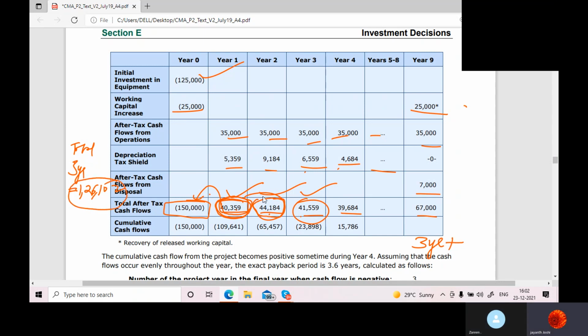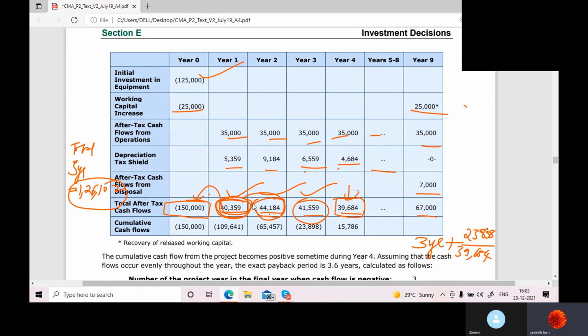But I still have to recover the remaining amount. Can you tell me the difference? 23,898 to recover. This amount, 23,898, I need to recover out of how much? Out of 39,684, because next year I will get this much cash inflow, correct? Yes.